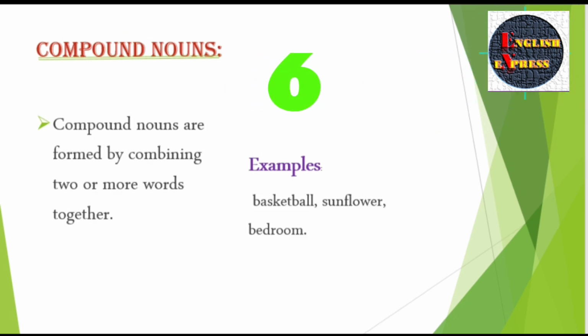Sixth one is compound nouns. The word compound is something that consists of two or more things or substances combined together. Compound nouns are formed by combining two or more words together. For example, basketball, sunflower, bedroom. So, two words are combined here.